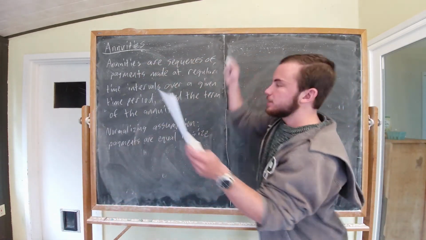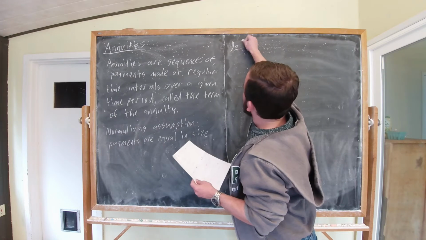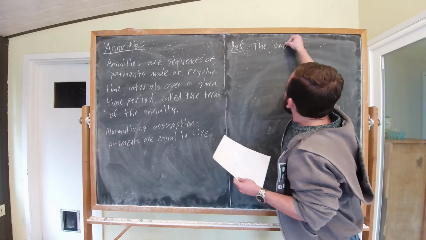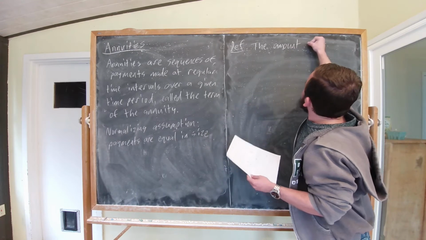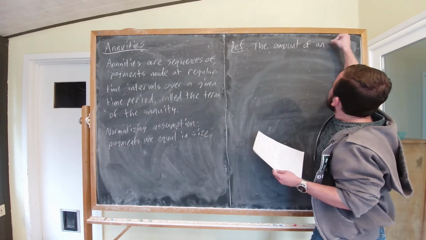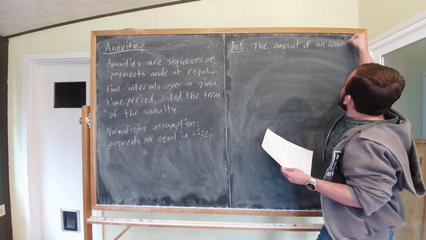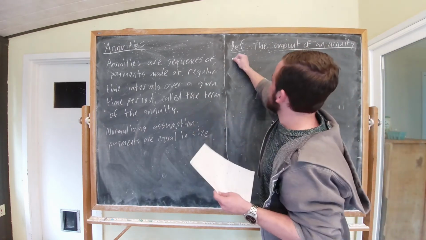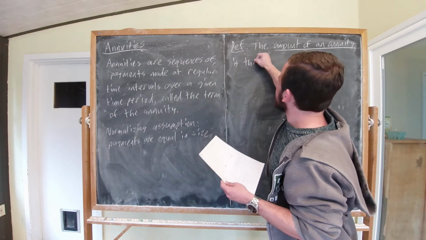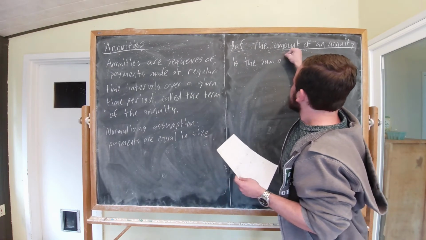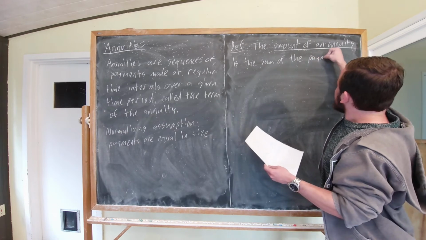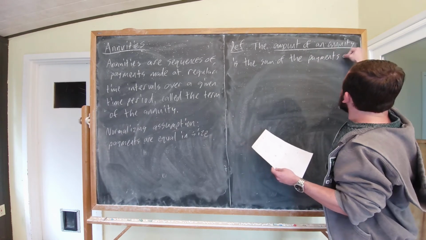All right, definition. How much money is in your annuity? The amount of an annuity is the sum of the payments and the interest earned.